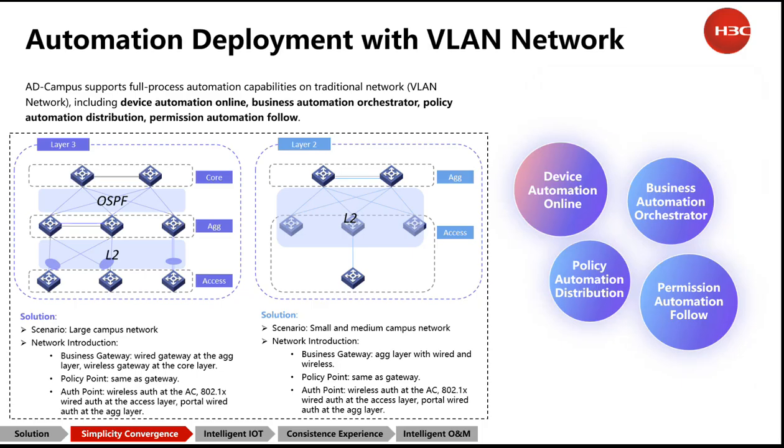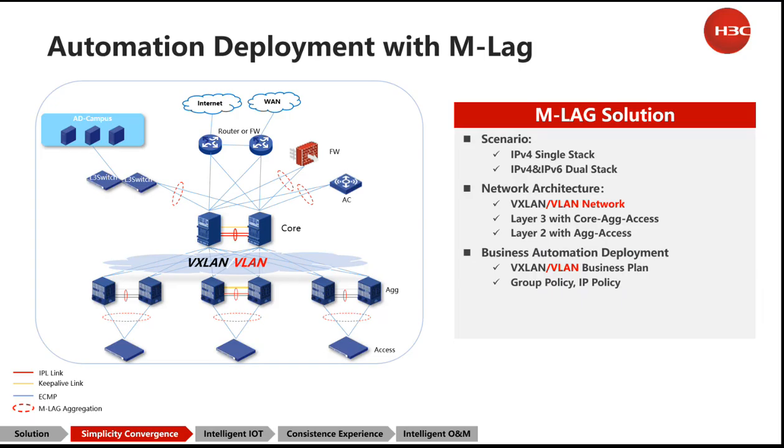Just a few examples of automation deployment with different types. So we have a traditional VLAN network. On the left, you'll see a traditional layer 3, three-tier network, and on the right, a collapsed aggregation and core layer 2 network rollout. These are just different templates that you can choose and select when building out your network. Another example is automated deployment with MLAG, either with VXLAN or VLAN, with a layer 3 core, aggregation and access, or a layer 2 with just aggregation and access collapsed.